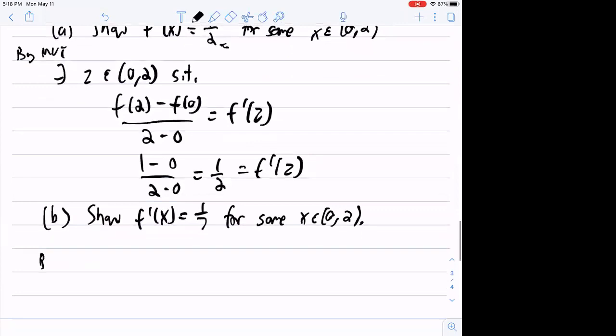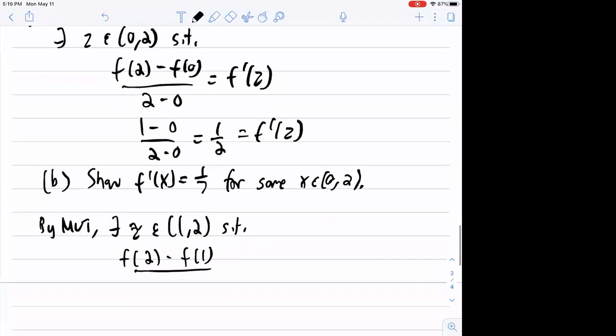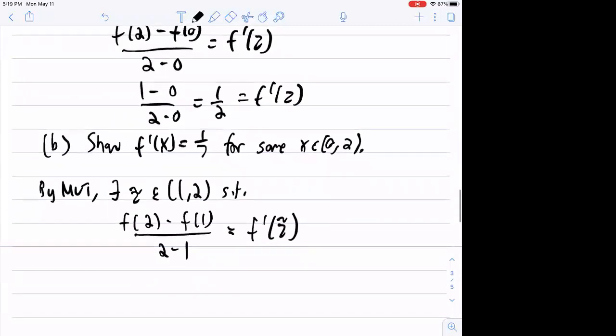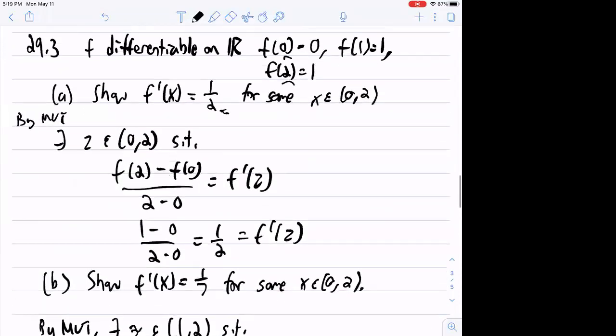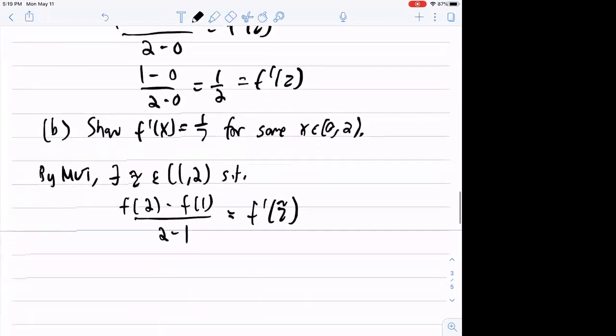So by MVT, I use z tilde in 1, 2 such that f of 2 minus f of 1 over 2 minus 1 is f prime of z tilde. But f of 2 and f of 1 are the same, right? It's Rolle's theorem. They're the same. It's 1 minus 1, right? So this is 0.